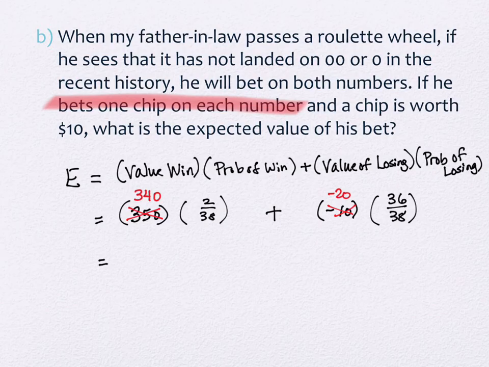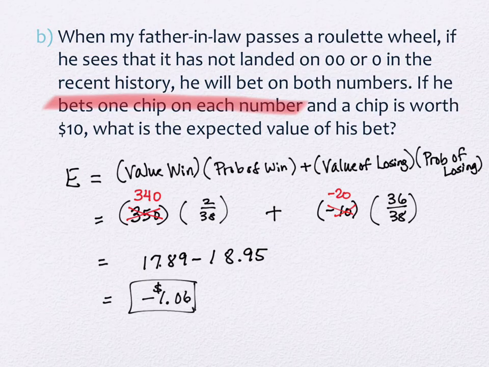Okay, let's try again. All right, 340 times 2 divided by 38. I have 1789. And then the other one is 1895. Here we go. That matches my number on my paper. It's amazing. Not only that, but it's the negative I was expecting as well. Negative $1.06.